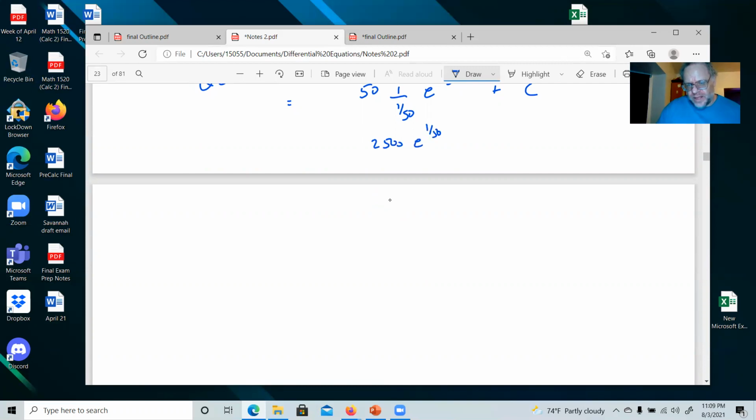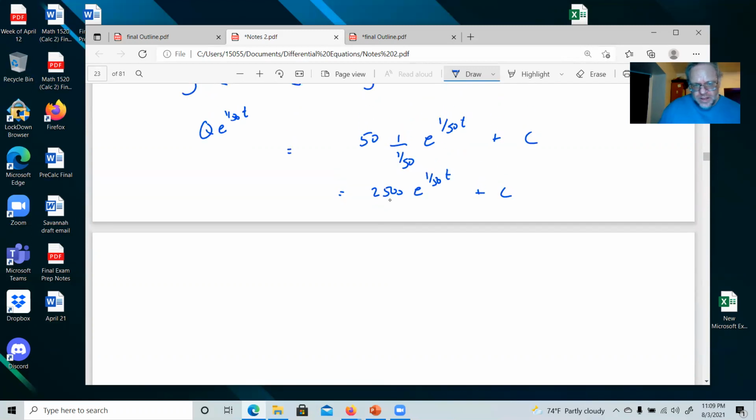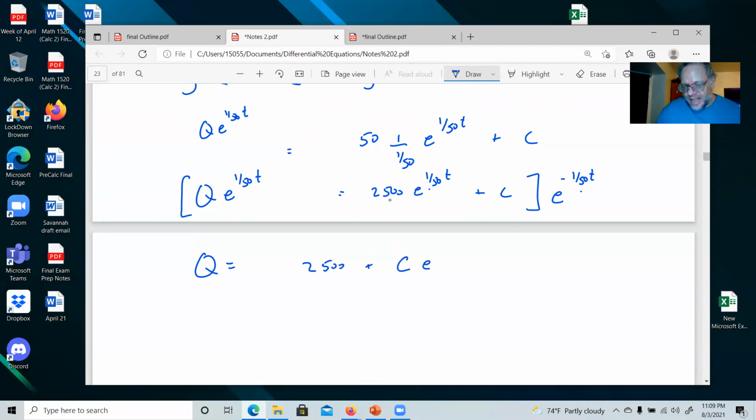2,500 e to the 1/50 t plus c is equal to Q e to the 1/50 t. You have to be a little careful about the arithmetic in here, but overall it's not so bad. Let's go ahead and isolate Q. We're going to multiply both sides by e to the negative 1/50 t. So Q is equal to, well, e to the 1/50 t times e to the negative 1/50 t, that's just going to be 2,500, plus c e to the negative 1/50 t.